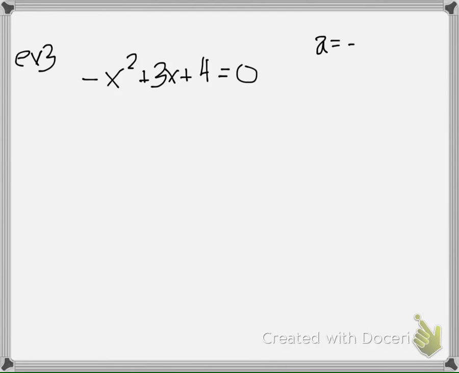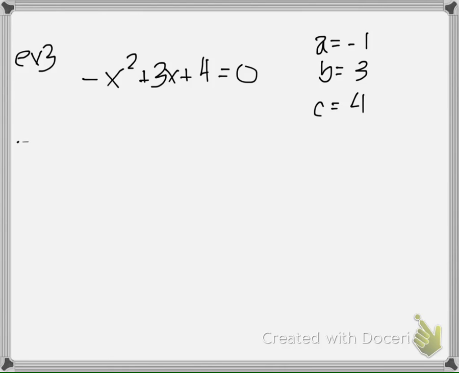Example number 3. Okay, take a moment, please. Try to solve this problem using the quadratic formula. Okay, so let's go ahead and take care of this. We've got a is equal to -1, we have b is equal to 3, we have c is equal to 4. Now I know some of you may be thinking, we have a negative a here and we said we don't want that situation. You'll notice that in the quadratic formula it takes that into consideration.